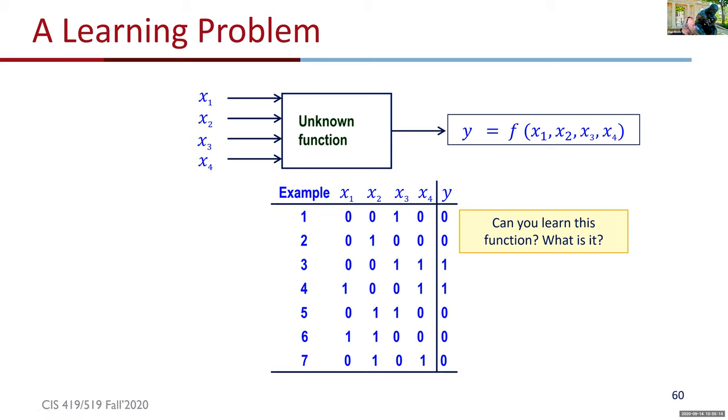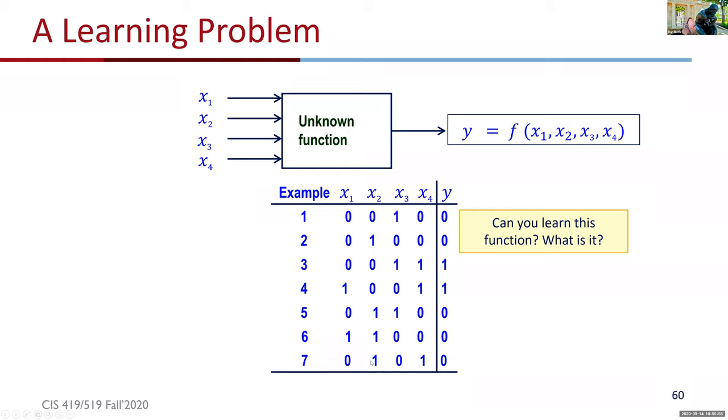But someone else gave another function: x4 and either x1 or x2 or x3. Let's try that. So x4 must be 1, and one of these three is 1, which holds here. X4 is 1 and one of them is 1, that holds. But it doesn't hold here, because here x4 is 1, and one of x1, x2, x3 is 1, but it's still a negative example.